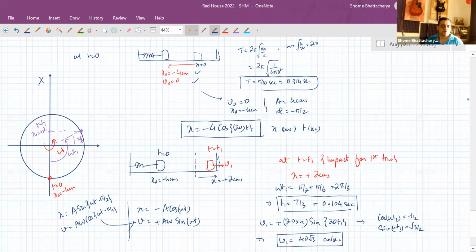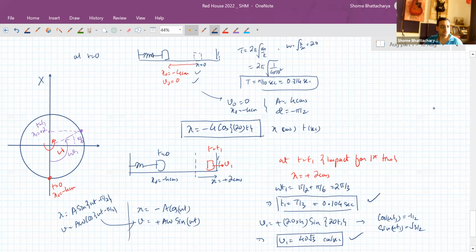Okay. Now let's come to that part, that so we have got the time at which the first collision is happening, and we have got the speed at which the first collision is happening. Now the next part is we wanted to show that the motion will be periodic and find the time period if the collisions are perfectly elastic. If repeatedly the collisions with this wall are perfectly elastic, then show that the motion is periodic and find its time period.